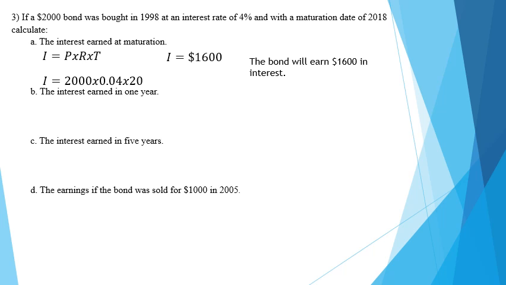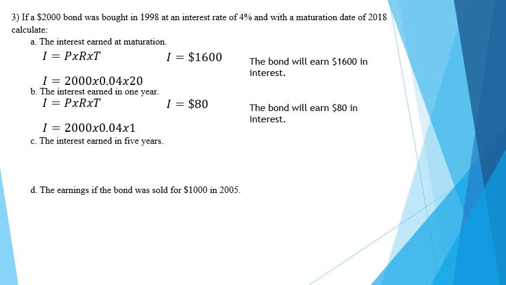The next question asks how much interest is earned after 1 year. So this doesn't necessarily mean we're going to take the bond out or try to sell the bond after 1 year. We just want to know how much interest is earned in 1 year. So again, we use our simple interest formula, P times R times T. We fill in our information. P is 2,000, R is 4% or 0.04, but this time since we're only looking at 1 year, our T is 1. And we see that the bond will earn $80 in interest in 1 year.